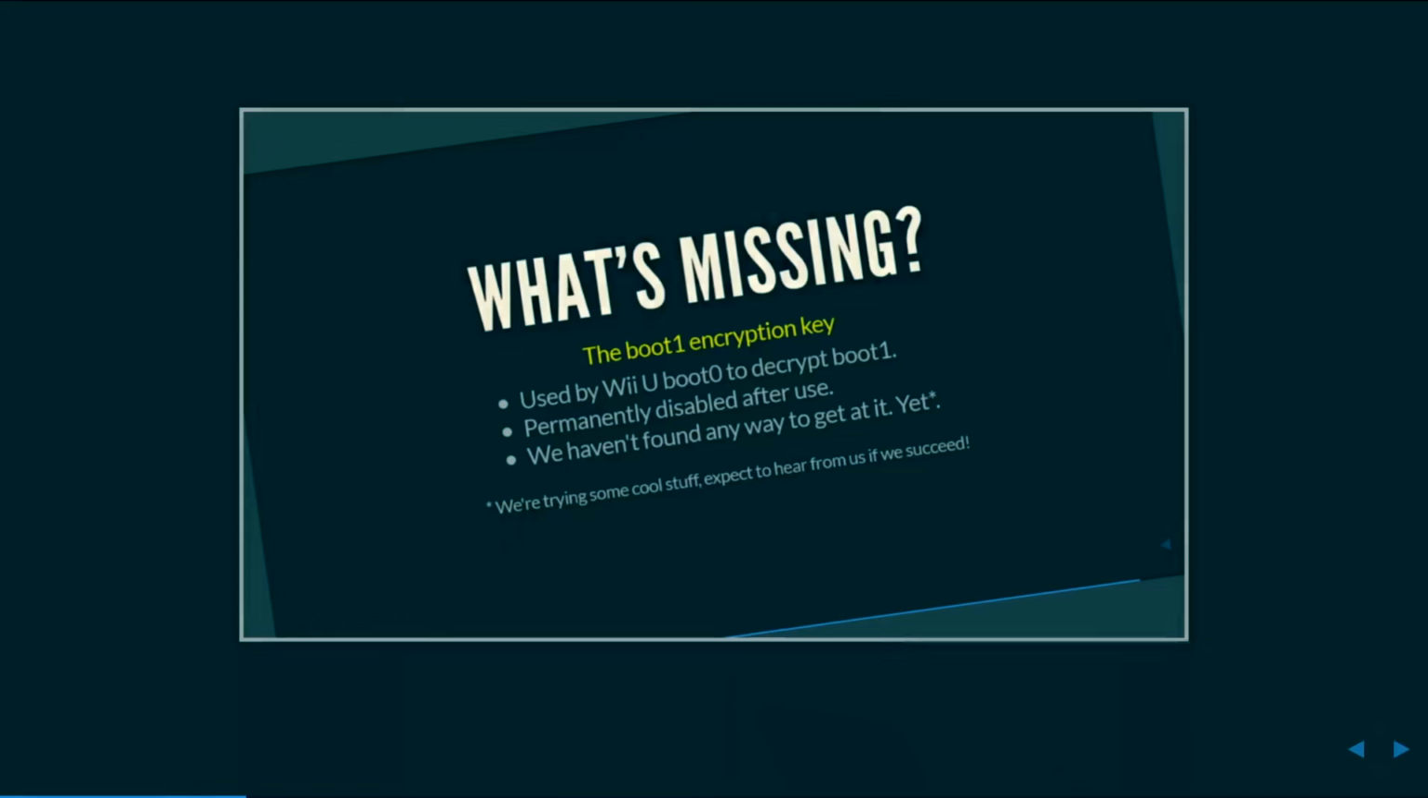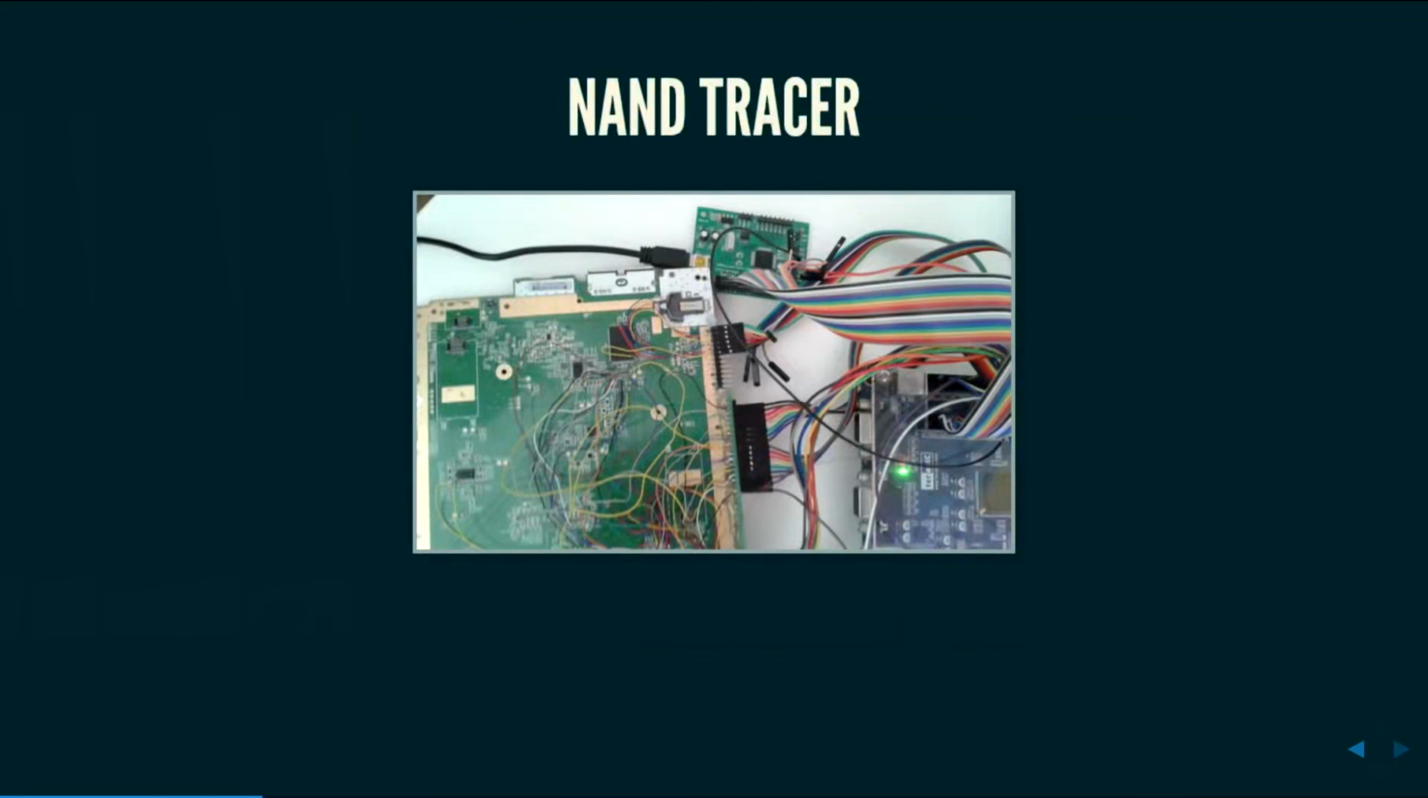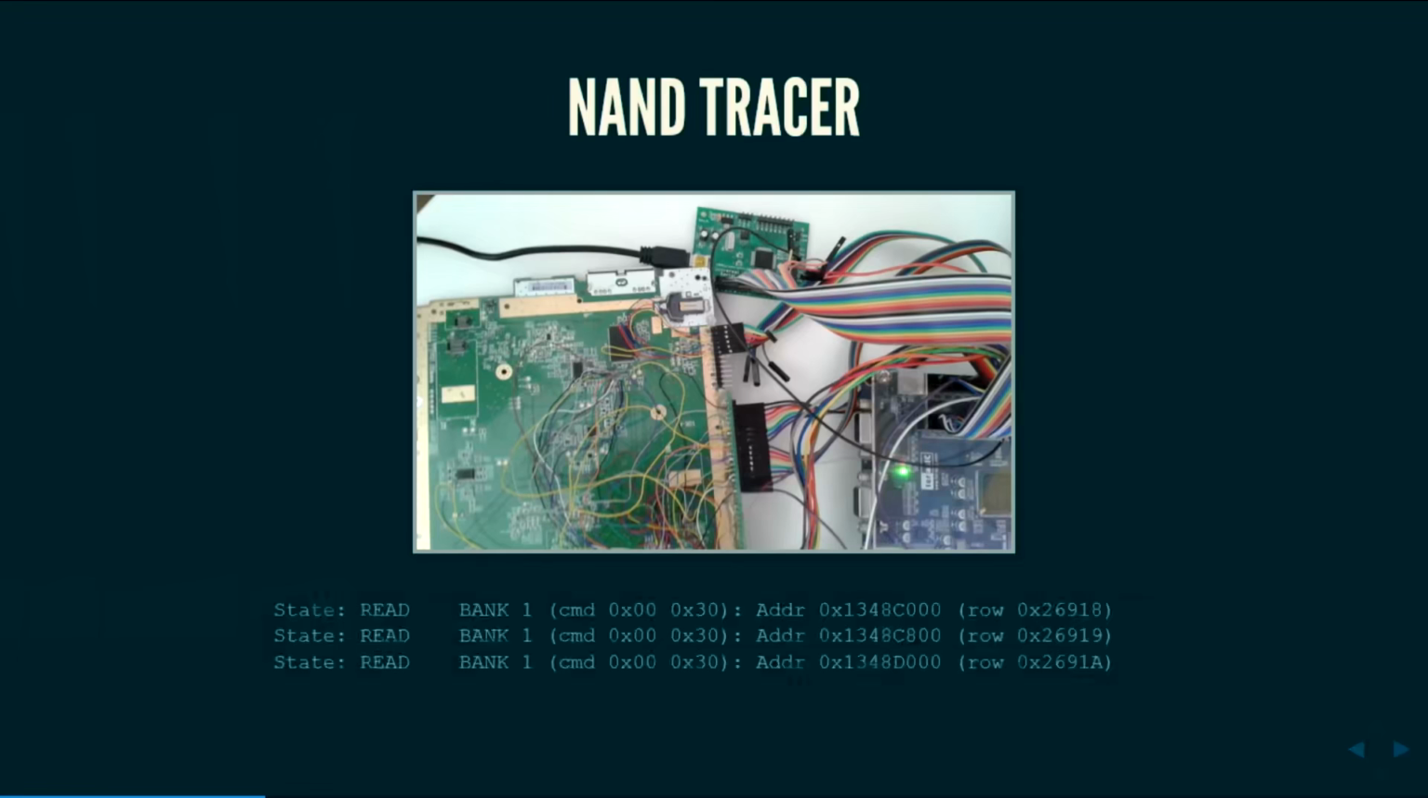The first thing we did was to make a NAND tracer, so we can sniff all the traffic between NAND and boot1 to see what boot1 reads from flash. So we get some nice addresses, and we could compare this with the file system on the flash to see what file it is reading. We also messed around with some files on this file system, and we found out that boot1 actually parses a file called system.xml.